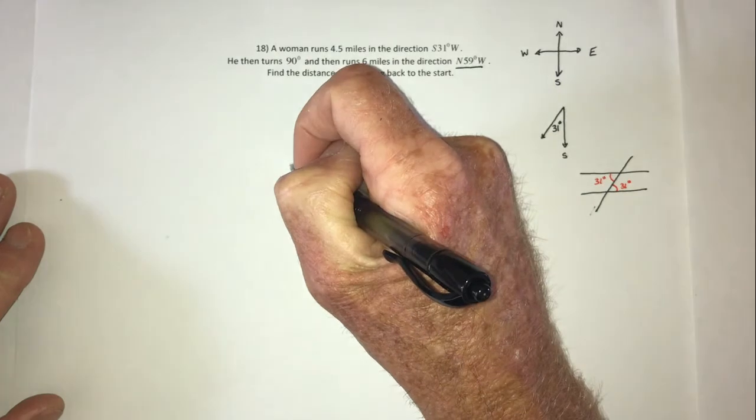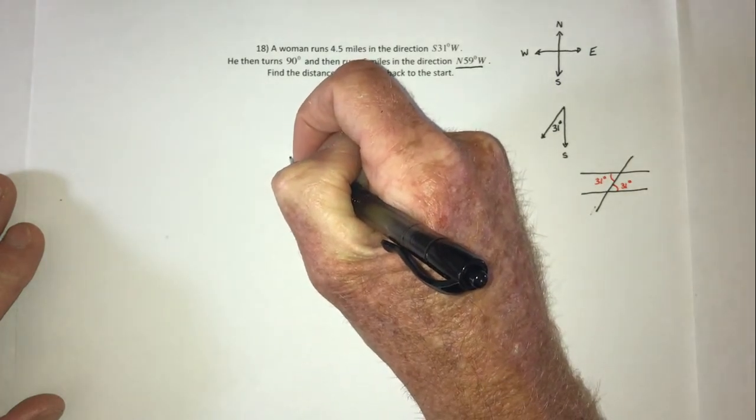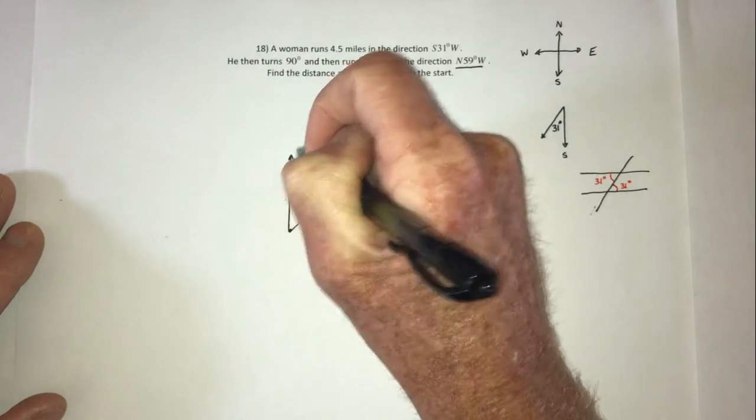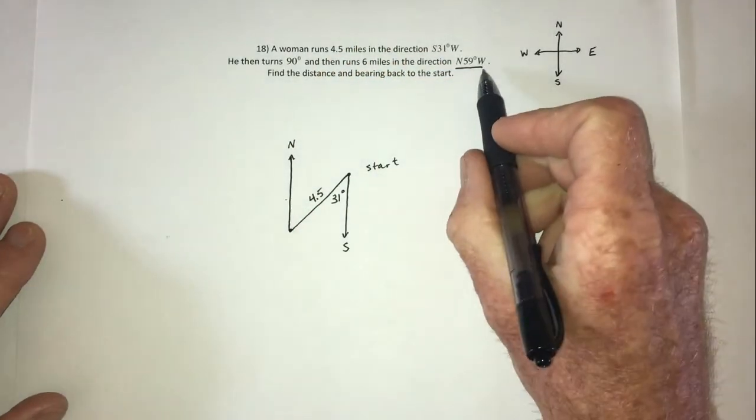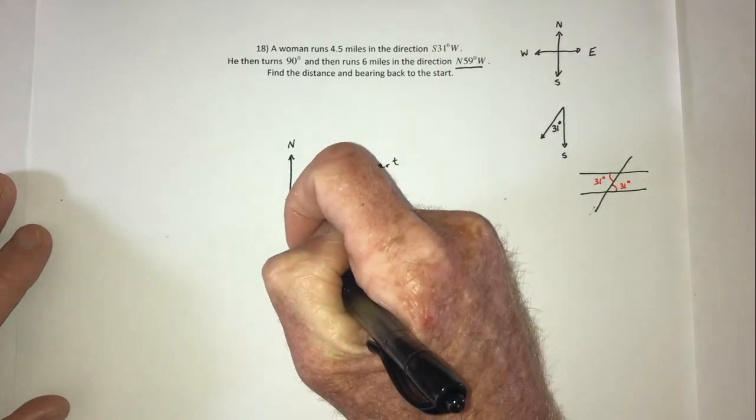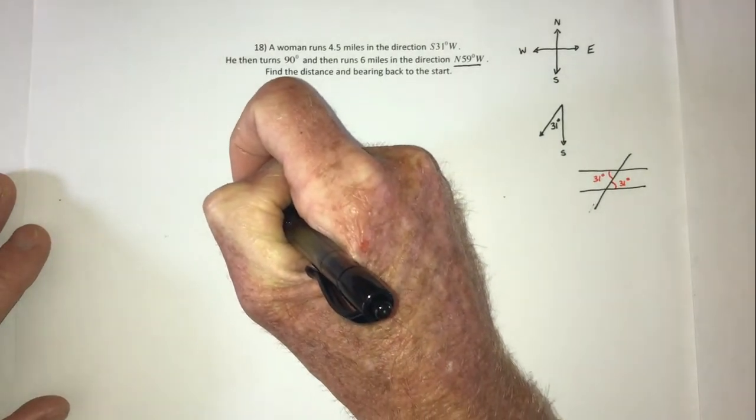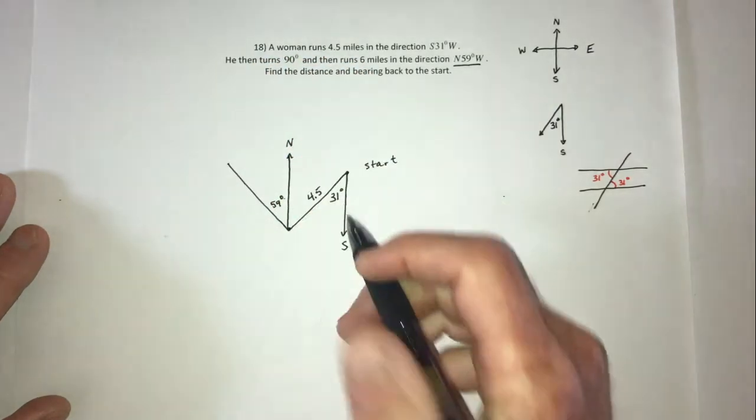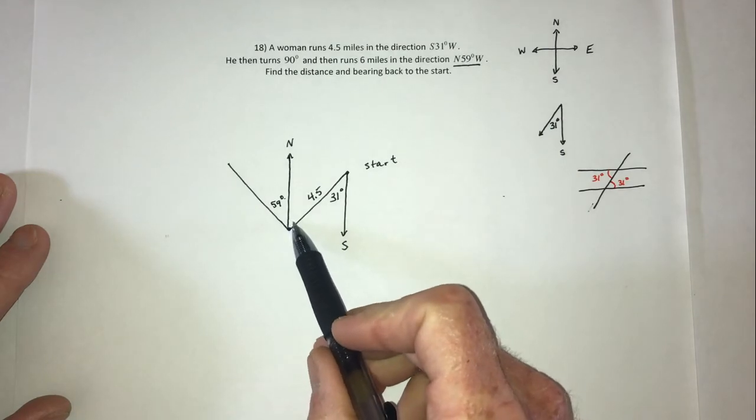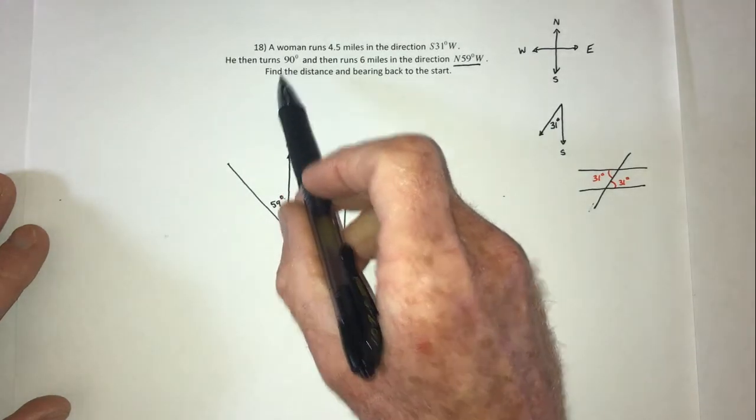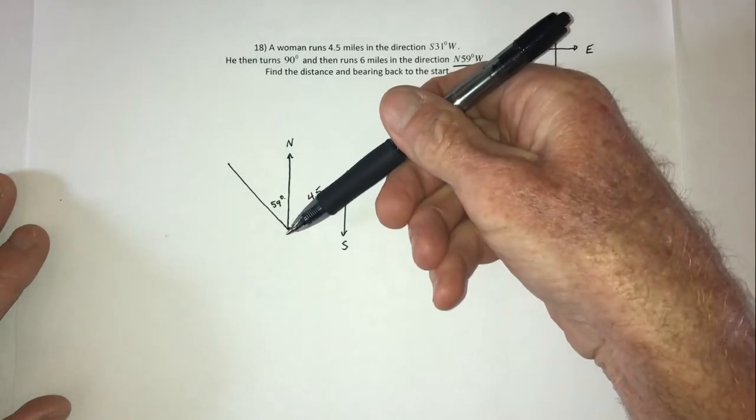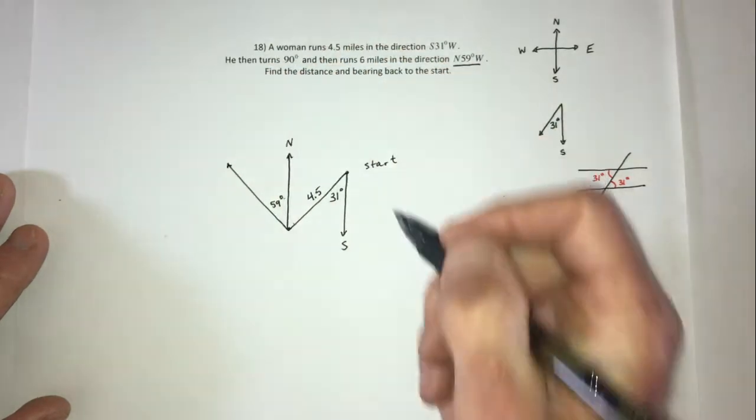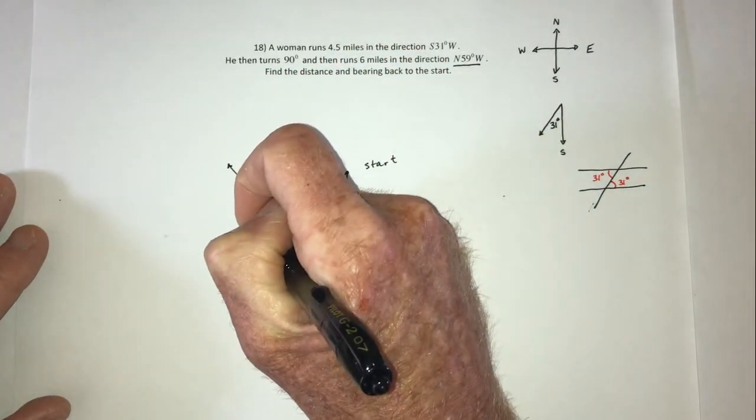So now draw a north line. So here's my north line. And she's running towards the west. So she's going this direction, where this is 59 degrees. So this down here is the 90-degree turn. So she actually was facing this way, turned to the right, and ran this way. And she ran another 6 miles.